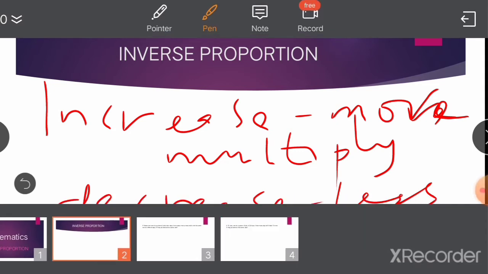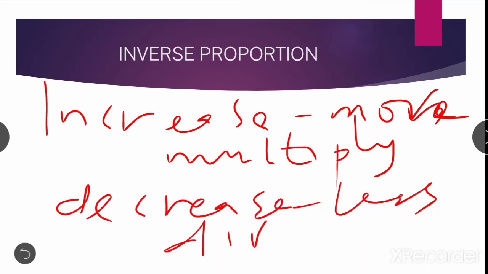You must keep in mind that inverse proportion deals with one quantity increasing, and the other one decreasing, the opposite of it. So apart from keeping in mind that when you have more, that's when there is increase, you multiply, and when you have less, when there is decrease, you divide.